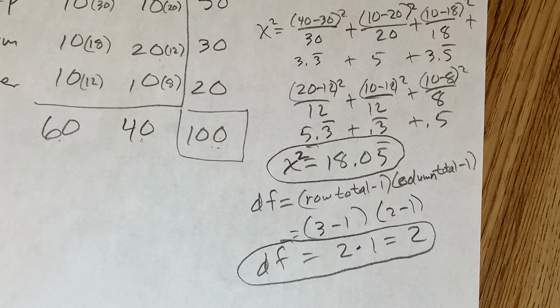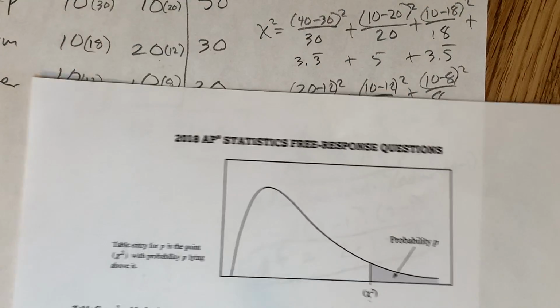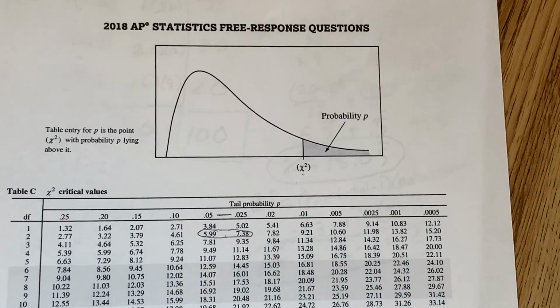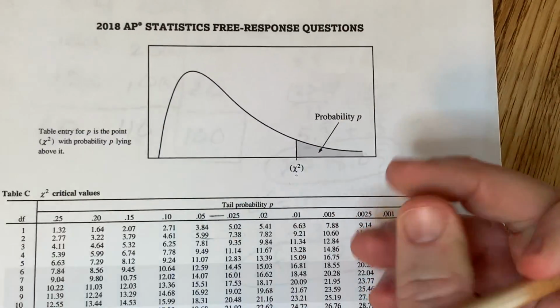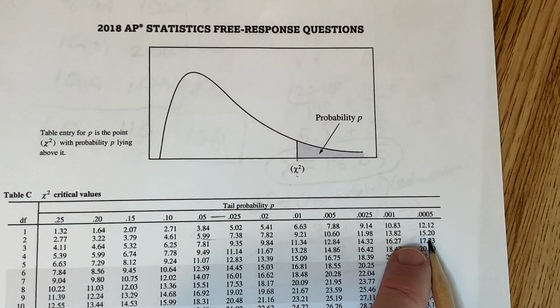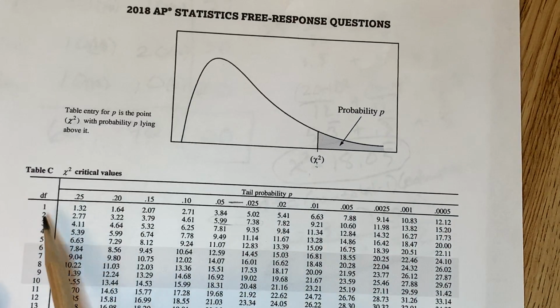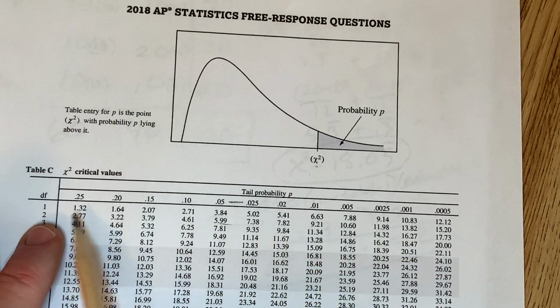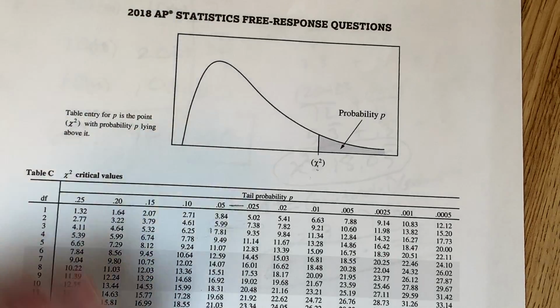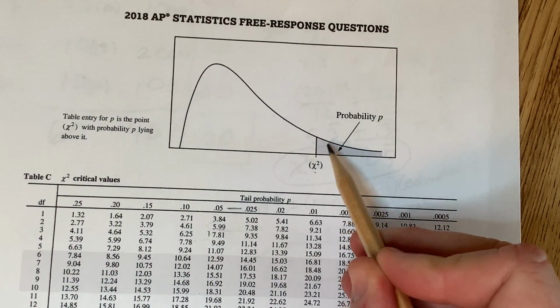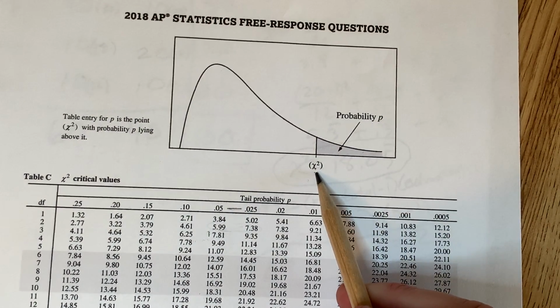Now we need to find our p-value. If we were using our table, this is what we would do. We would go to our chi-squared table C, which is given to us, with our 2 degrees of freedom. Each row is a different chi-squared distribution, and our p-value is going to be the area outside of our chi-squared value.